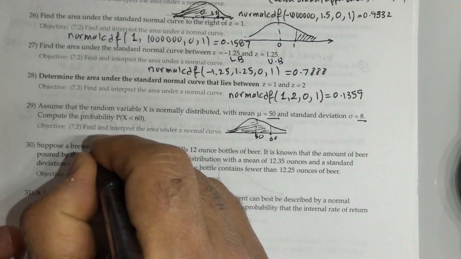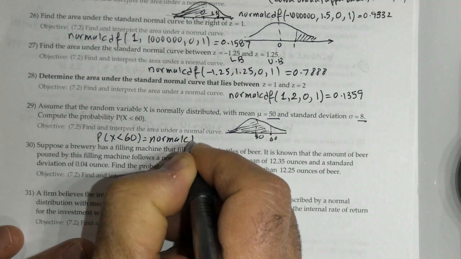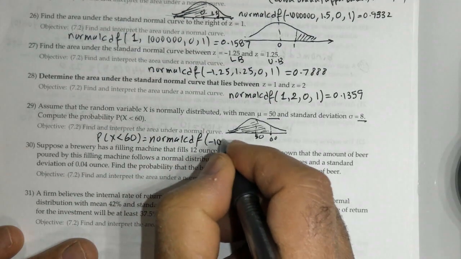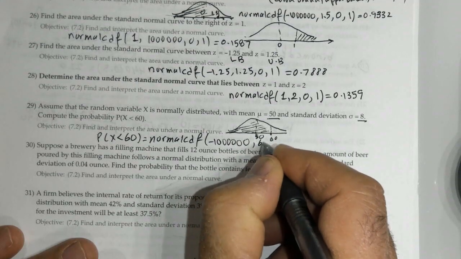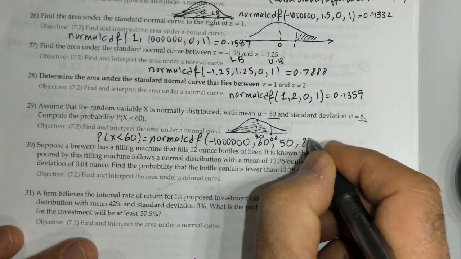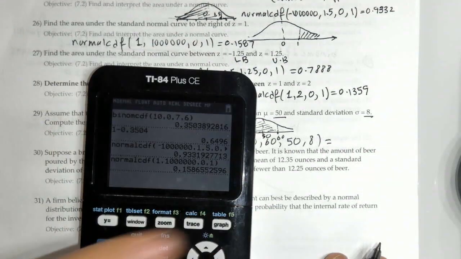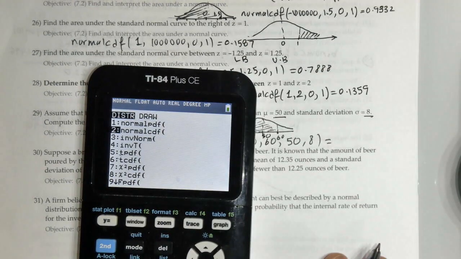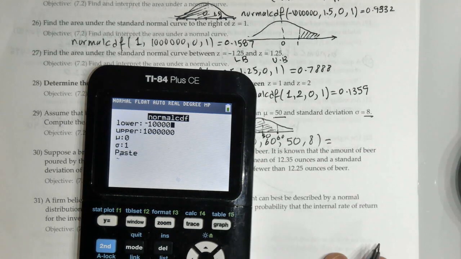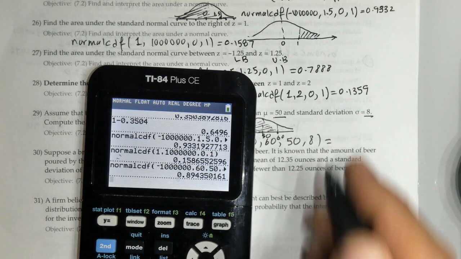So this is going to be probability of x less than 60, normal CDF. You need negative a million for the lower bound, 60 for the upper bound. The mean is not 0 here. We're doing x, not z anymore. So it's 50, and the standard deviation is 8. And let me show you what the answer would be right here. Normal CDF, so negative a million. You can put as many zeros as you want. 60, 50, 8, paste, and the answer is 0.8944.